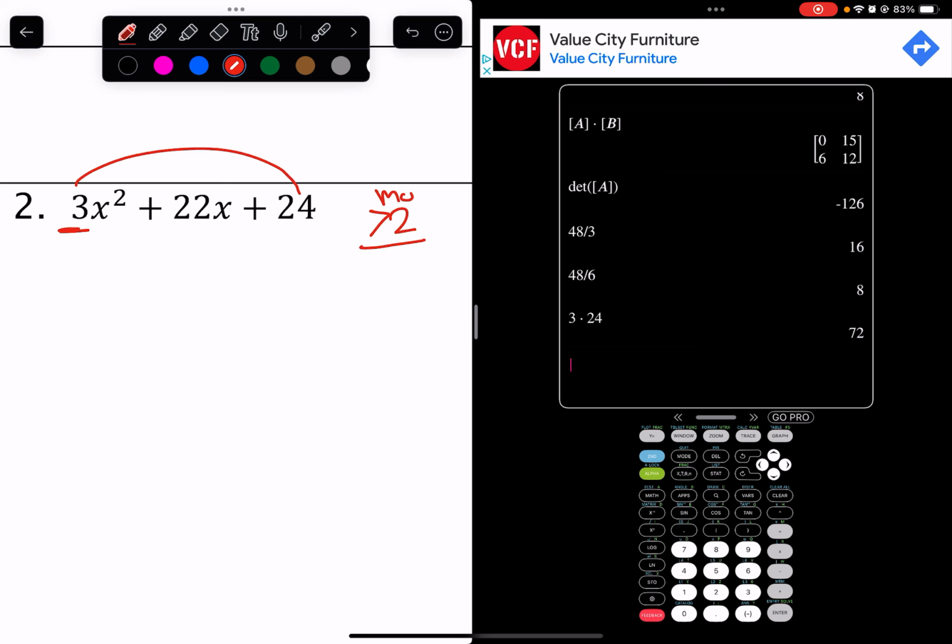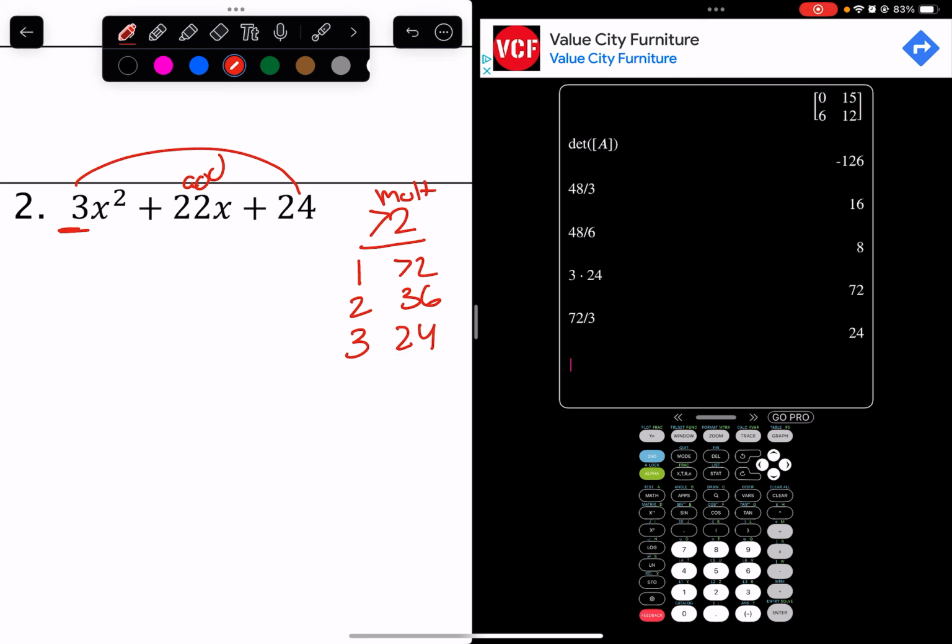So I need to find the two numbers that multiply to 72 and add to 22. That's going to give me 1 and 72, 2 and 36, 3 and, let's see, it's been a long day, I'm struggling with my multiplication, 24. 4 should work as well. 72 divided by 4, we get 18. 5 doesn't work. 6 does work, right? 72 divided by 6 gives me 12. 7 doesn't work. 8 does work. If I do 72 divided by 8, I get 9, so 8 and 9.